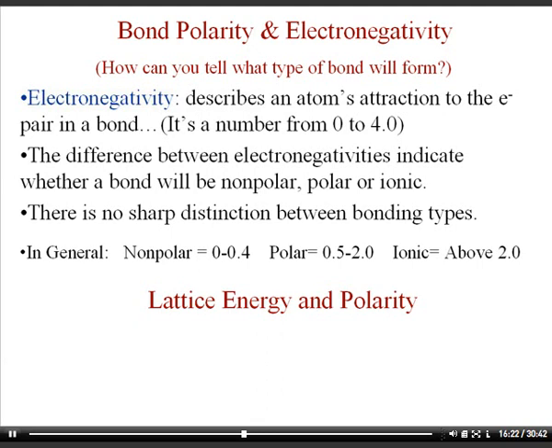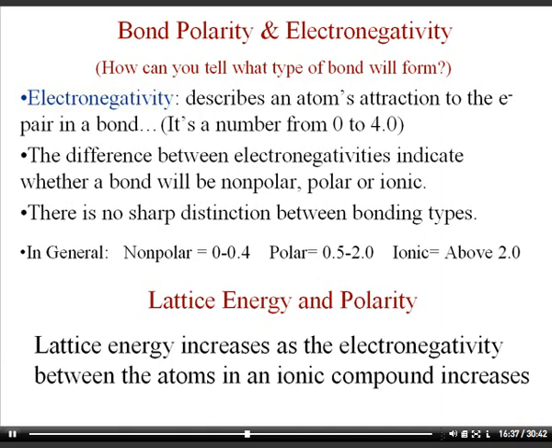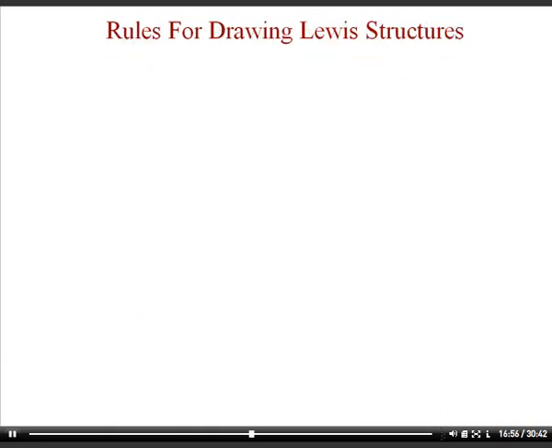And these electronegativity values, again, will be given, but it's kind of nice to know what the ranges are because it helps you out if you don't want to just guess at what type of bond is going to be forming. So in the next part we have lattice energy and polarity. Lattice energy, as a reminder, is the energy to break the ions apart in a compound to gaseous ions. And so we have the lattice energy increasing as the electronegativity between the atoms in an ionic compound increases. So the more ionic a compound is, the more the lattice energy will become. That would be a direct relationship.